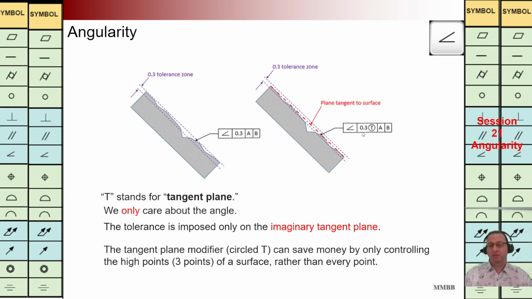What does it mean? It means we are going to make an imaginary tangent plane by using three highest points on that surface, and in this way we are going to make that imaginary plane. We can see this imaginary plane is in that zone. It is acceptable.